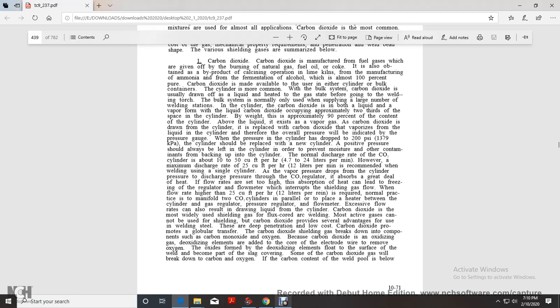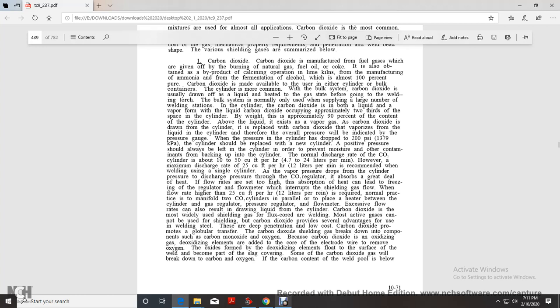In the bulk system, carbon dioxide is usually drawn off as a liquid and heated to the gas state before going to the welding torch. The bulk system is normally only used when supplying a large number of welding stations. A cylinder of carbon dioxide holds both liquid and vapor, with the liquid carbon dioxide occupying approximately two-thirds of the space within the cylinder, or approximately 90% of the content of the cylinder.